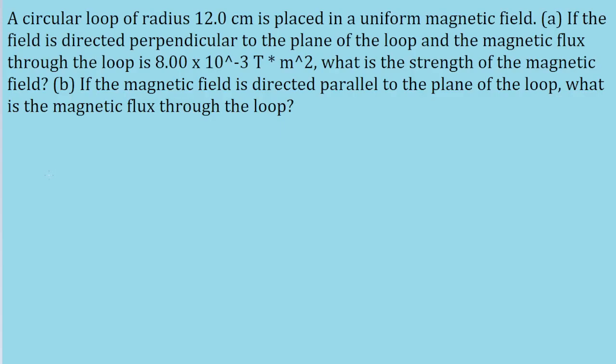Hey everyone. In this problem, we have a circular loop with some magnetic field going through it, and we're asked to find the strength of the magnetic field based on its flux. At least that's what part A is asking, which is what we're going to tackle first.